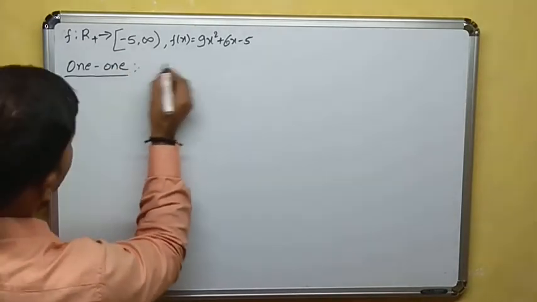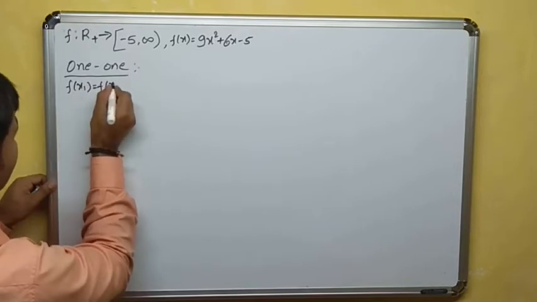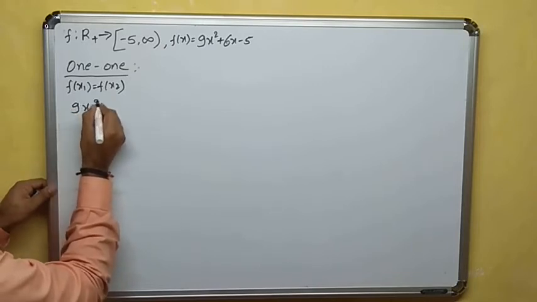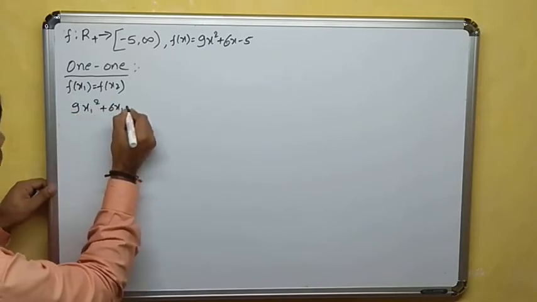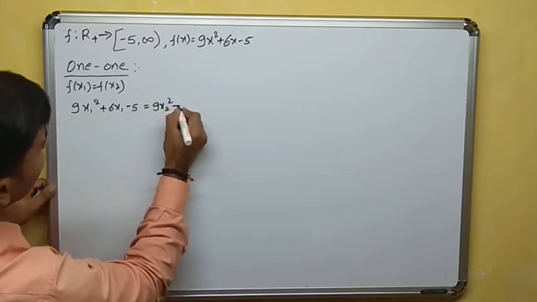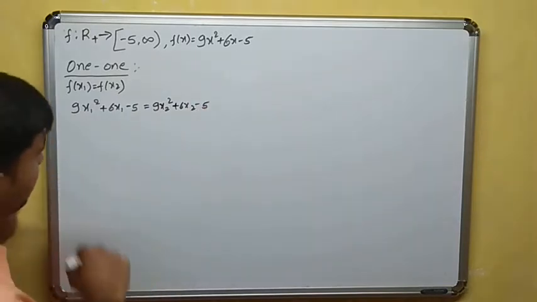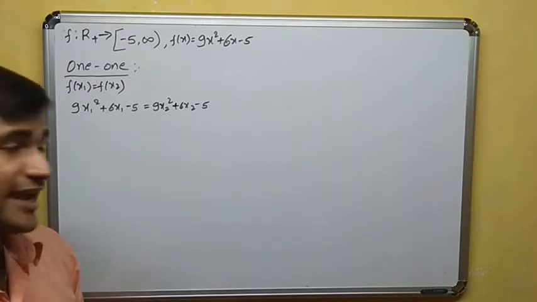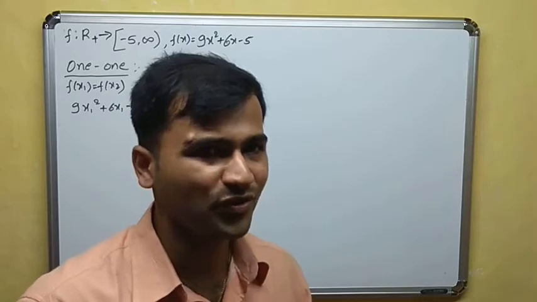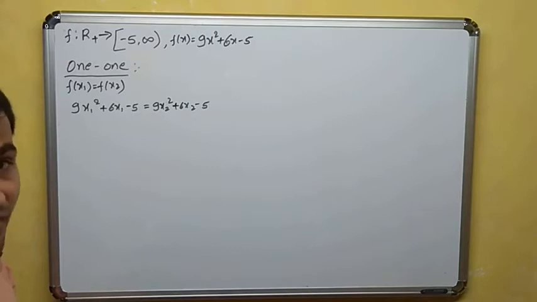To prove it is one-one, we need to assume f of x1 is equal to f of x2. So what is f of x1? 9x1² + 6x1 − 5 is equal to 9x2² + 6x2 − 5. Now we need to prove x1 is equal to x2. When it is a quadratic equation, it's not easy to prove it is one-one and onto immediately by cancelling some terms. Therefore I will make these terms perfect squares.